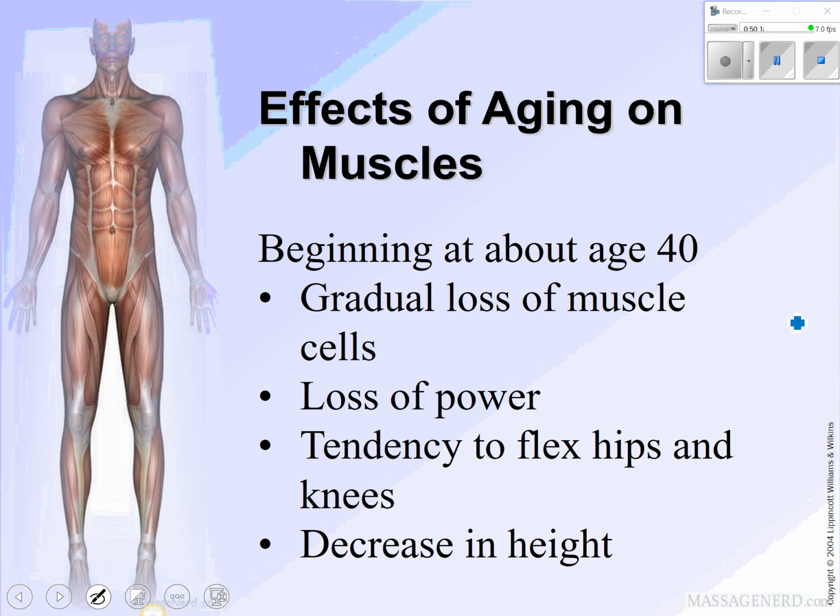A few things: beginning with the age of 40, you usually have a gradual loss of muscle cells, loss of power, a tendency to flex hips and knees, and you can have a decrease in height as well. So that is the end of part 2 and the end of chapter 10.